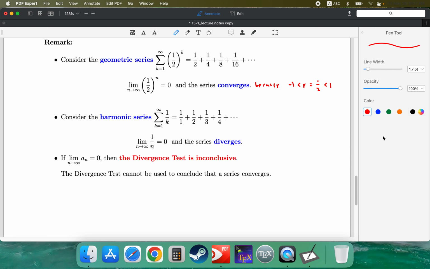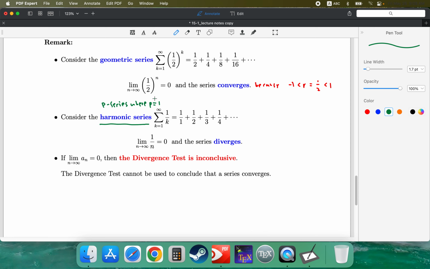Now let's consider this P series where P equals 1. Since this is a very special case, we give it a very fancy name. It's called a harmonic series. Basically it's a P series where P equals 1, so you can still call it a P series where P equals 1, but it has another fancy name called harmonic series.